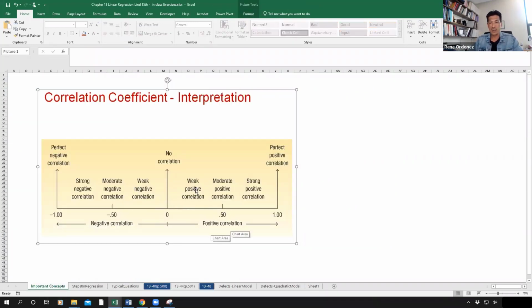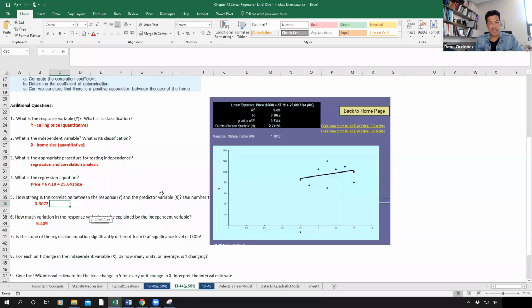0.3 is somewhere over here. So that would be weak, but positive correlation. Why did I say positive correlation, Doug?